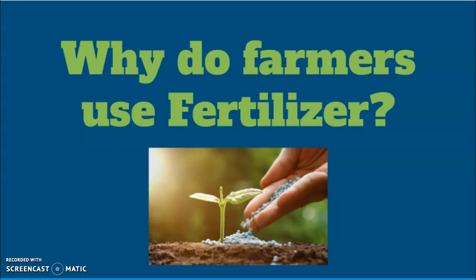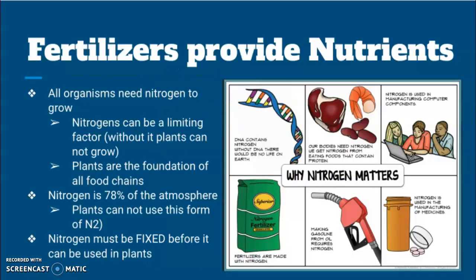So first of all, why do farmers even use fertilizer? Well, fertilizer provides nutrients. We need to have nitrogen, and it can be a limiting factor. Without it, our plants don't grow. So even though 78% of our atmosphere is made out of nitrogen, plants can't use that form. It has to be fixed before it can be used in plants. And what I mean by fixed is we need to turn it into a different version of itself so that it is bioaccessible so our plants can absorb it.